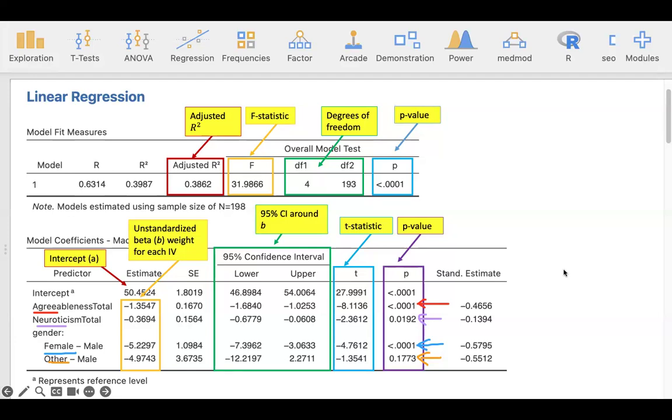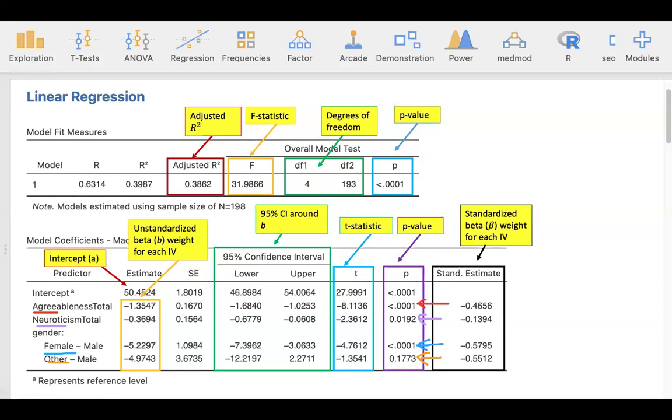The last column here is the standardized beta weight, which is demonstrated with the Greek symbol for beta. This is the standardized weight.